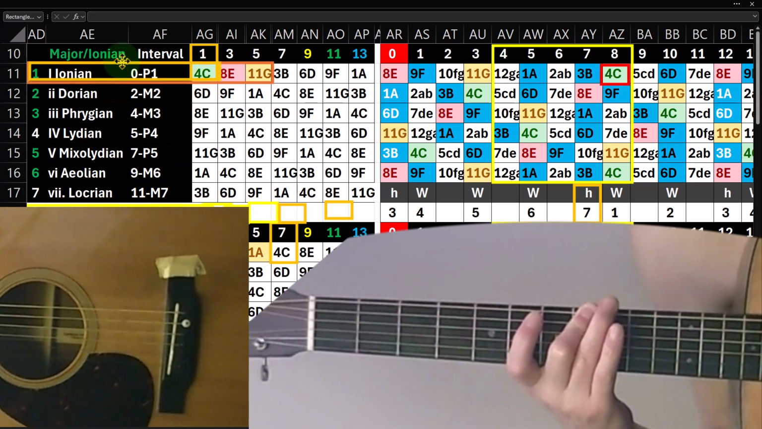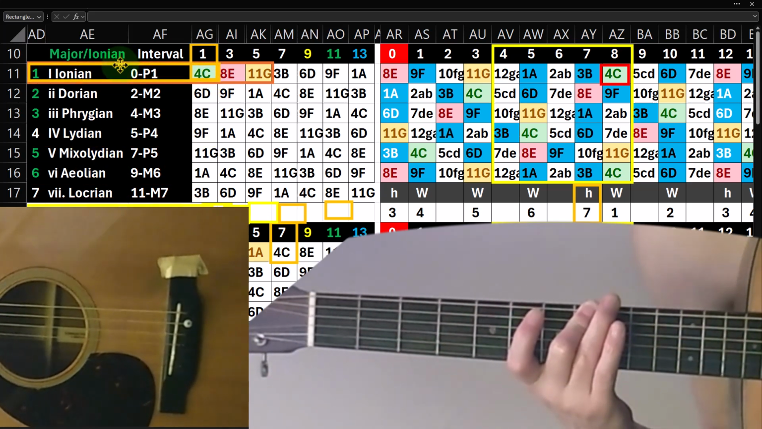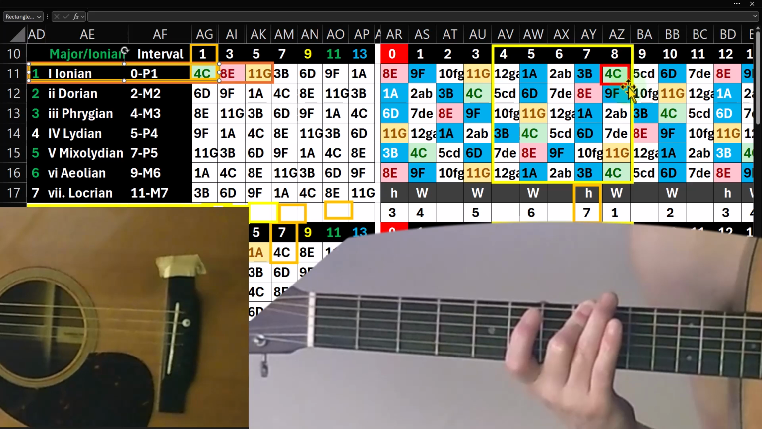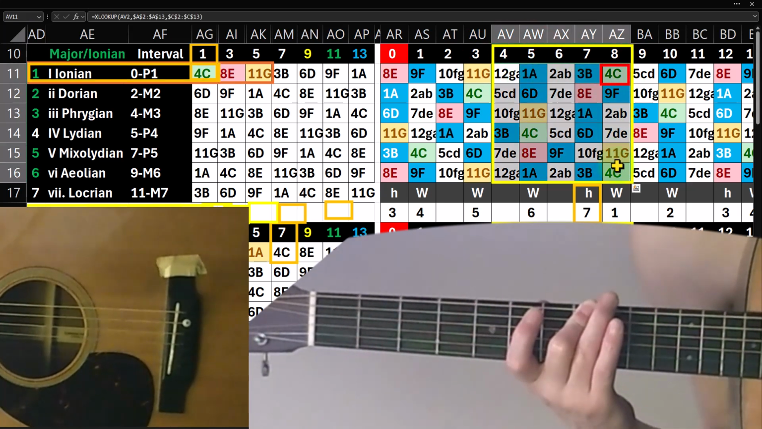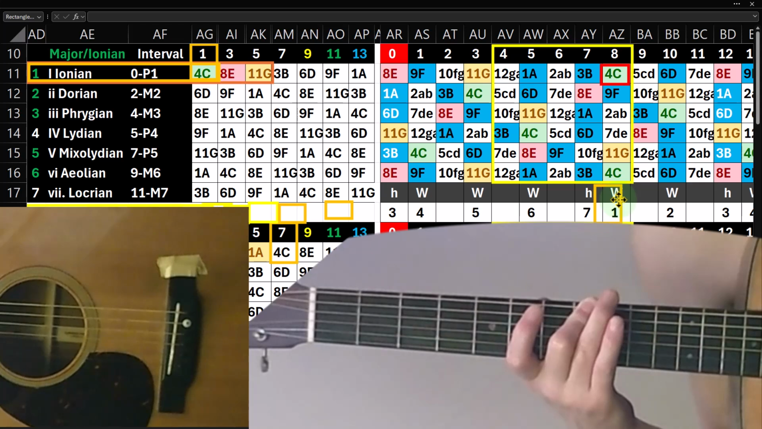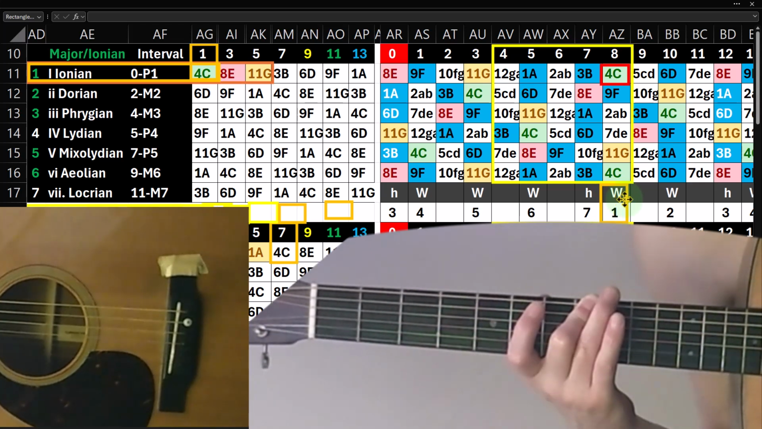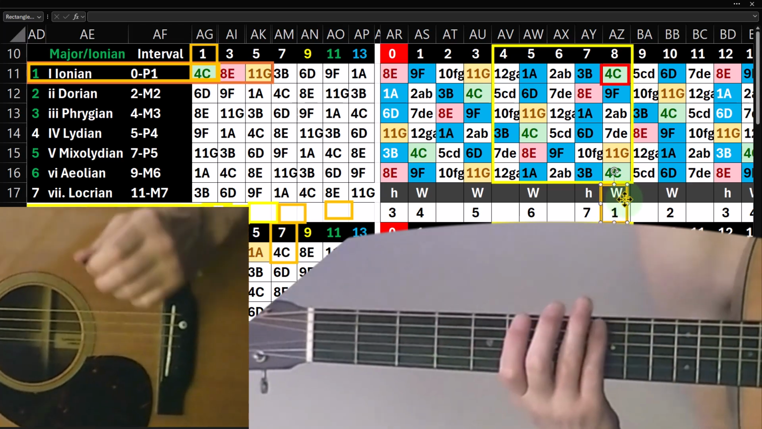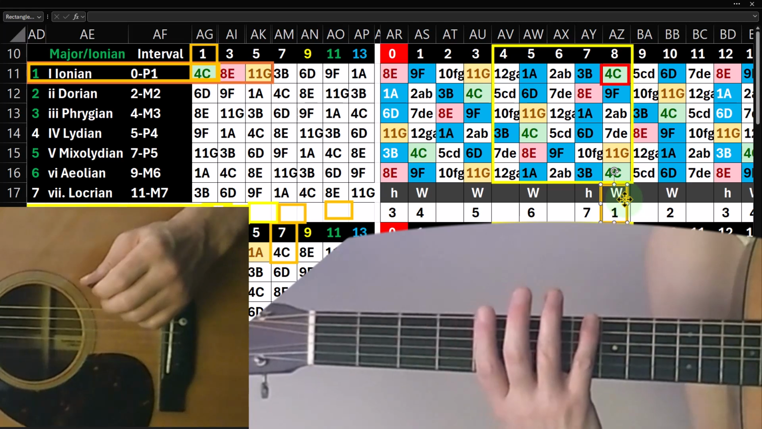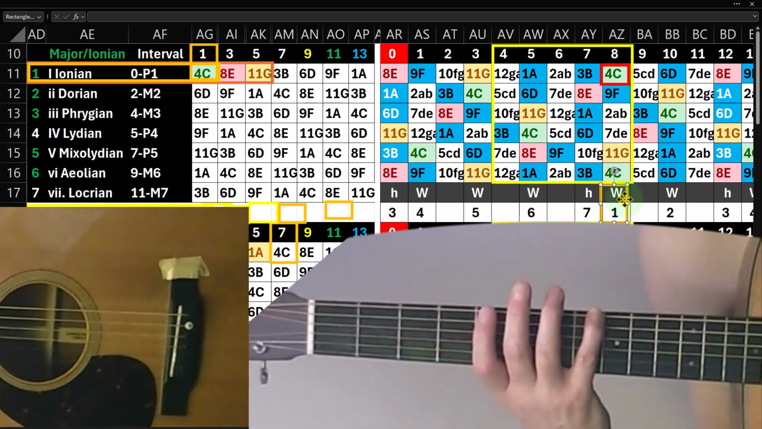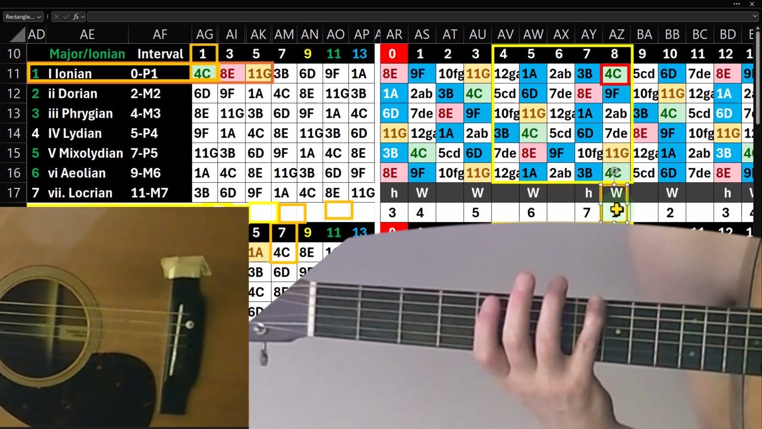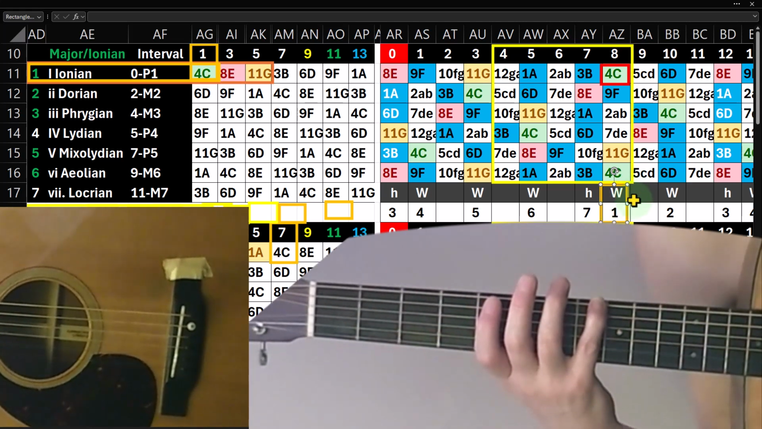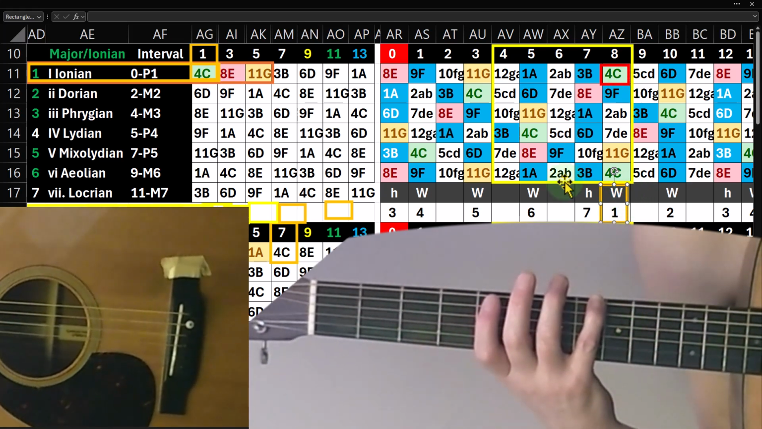Okay, so now let's do that same thing, but let's do it inside of our shape. So we're going to go from the first to the second. So now I'm on this C. I'm going to try to keep it in this shape. First to the second is a whole step.